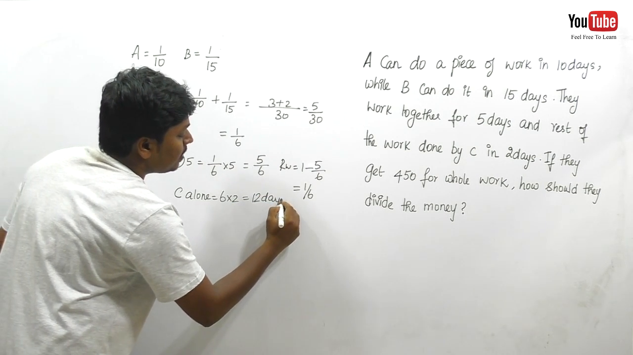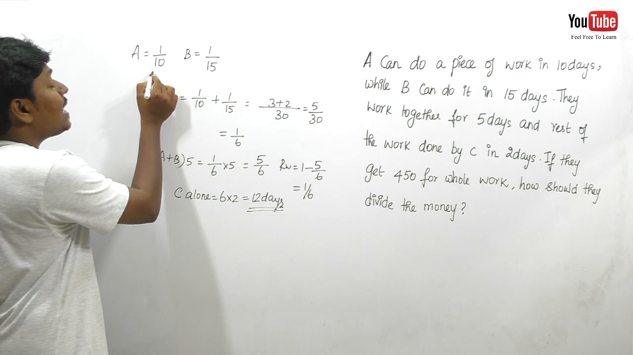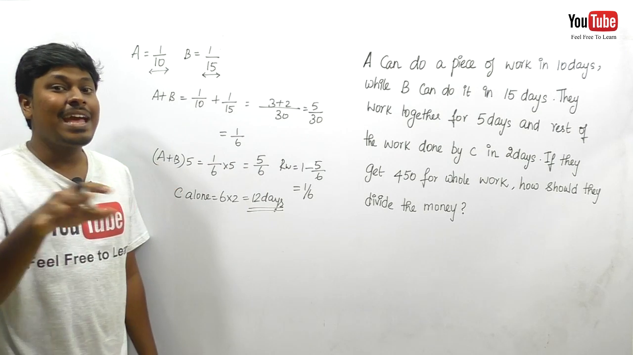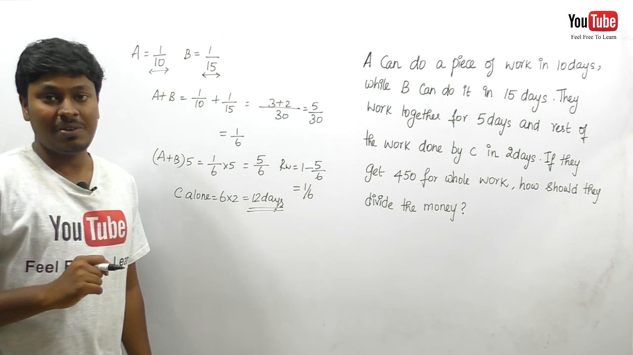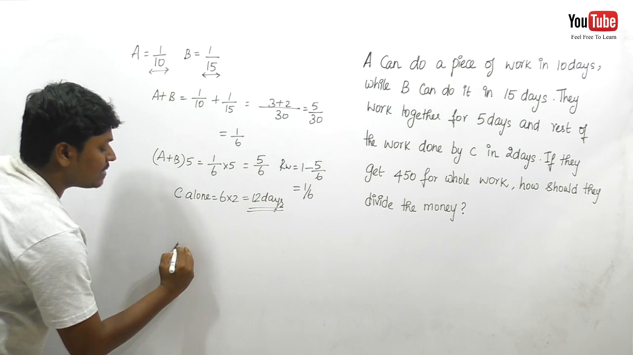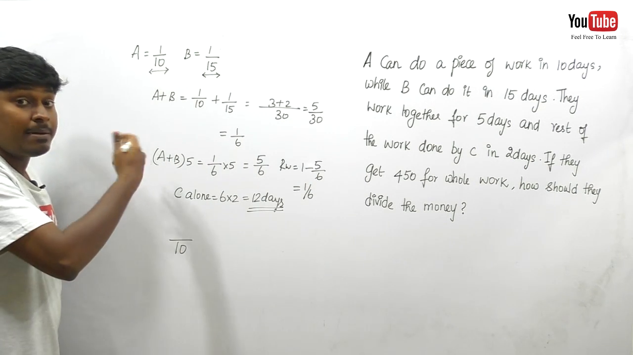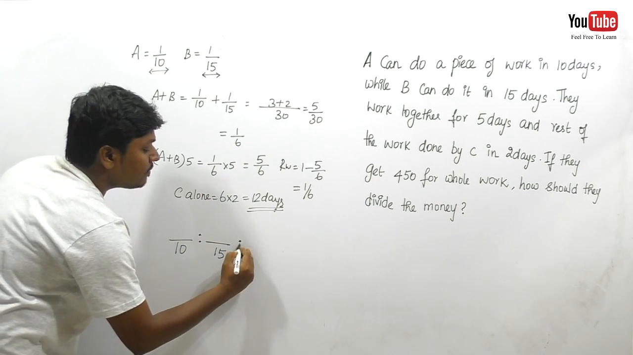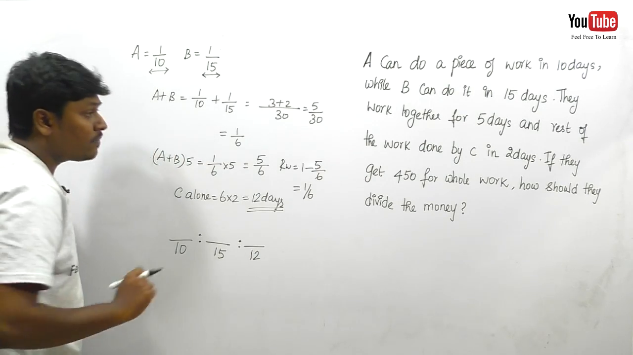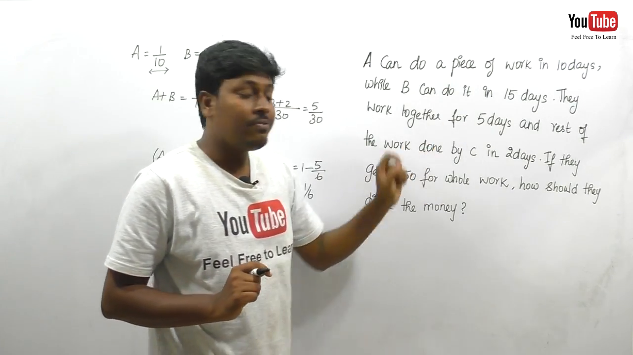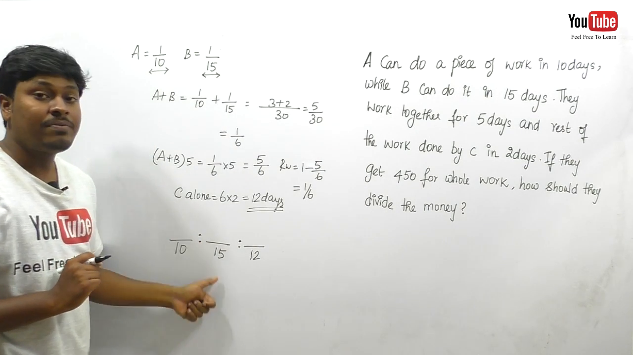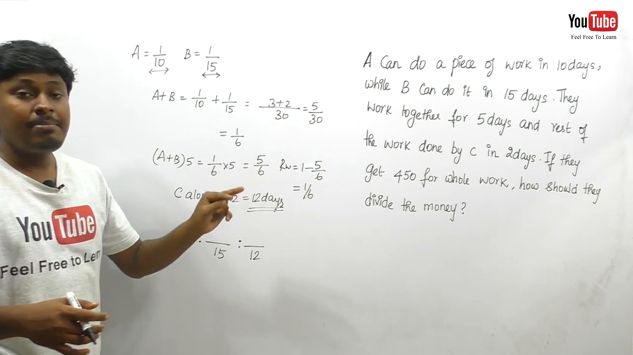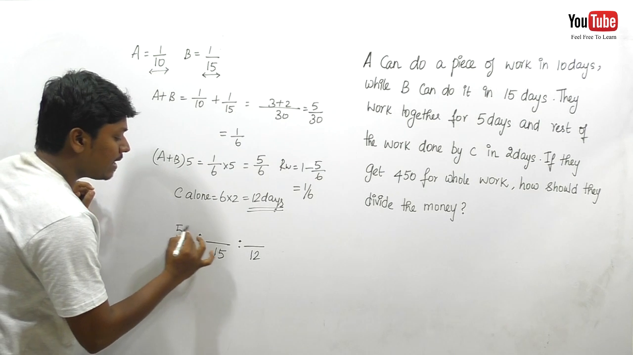So we can say that C alone can complete the job in 12 days, and we know that A alone can complete the job in 10 days and B alone in 15 days. After finding every single person, let me find the ratio of the work, right? So friends, listen carefully. A can complete the job in 10 days. Similarly, B can complete the job in 15 days. Now we finally found C can complete the job in 12 days. They have said that they work together for 5 days. That means A is working for 5 days and B is working for 5 days. Friends, clear on that? They have said that they work together, that means A and B work for 5 days. So I can write 5 here and I can write 5 here.